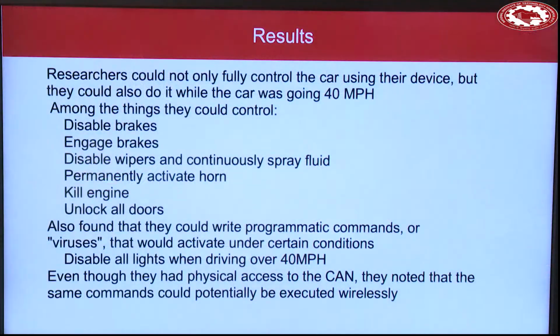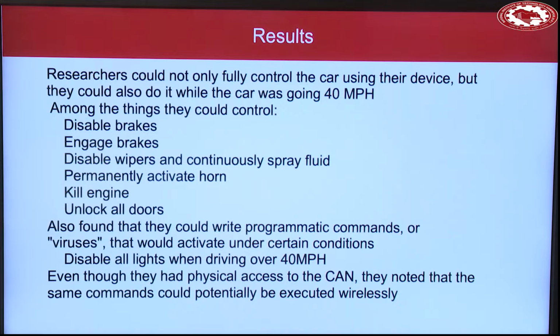The results were that the researchers could not only fully control the car using their device, but they could also control the car when it was in motion. For example, at 40 miles per hour, the car is moving and they are still able to control it. That case definitely has a life-threatening scenario, not just for the person driving, but for people on the road, other cars and so on.